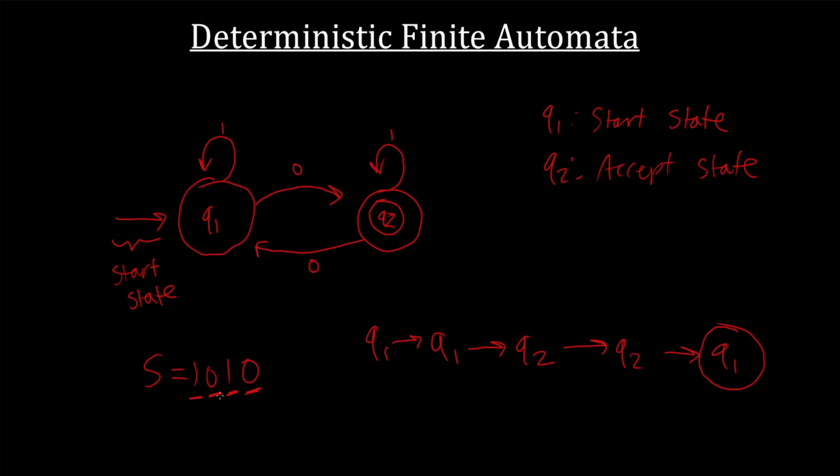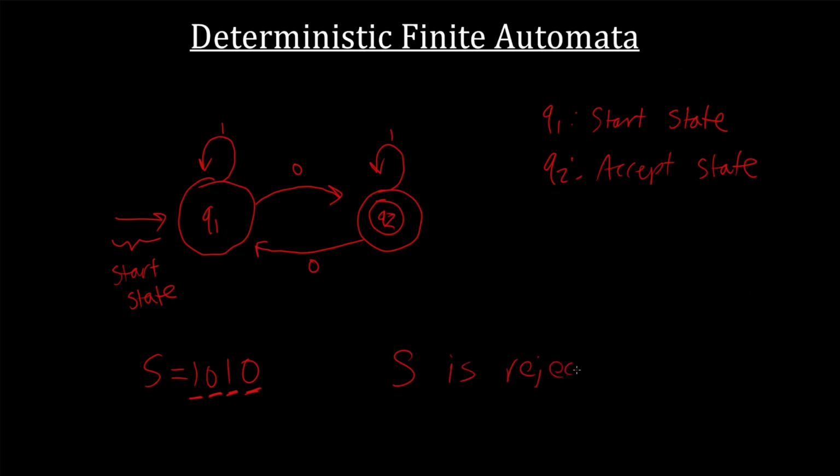However, if we process a string and we ended processing the string on Q2, because Q2 is an accept state, we would accept that string. But in this case, because we ended on Q1 after processing all characters, we are going to reject the string. So the string 0101 is rejected by the DFA.